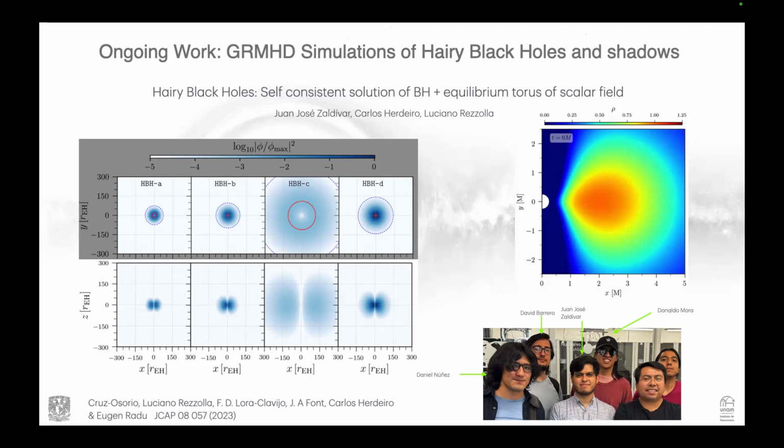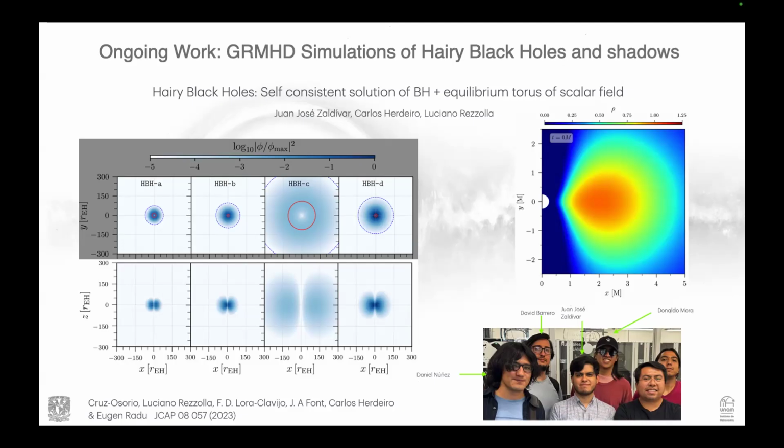Yes. I think people misunderstood the concepts. This is not really a violation of the no-hair theorem. It's only because we have an extra component from the solution of the black hole.